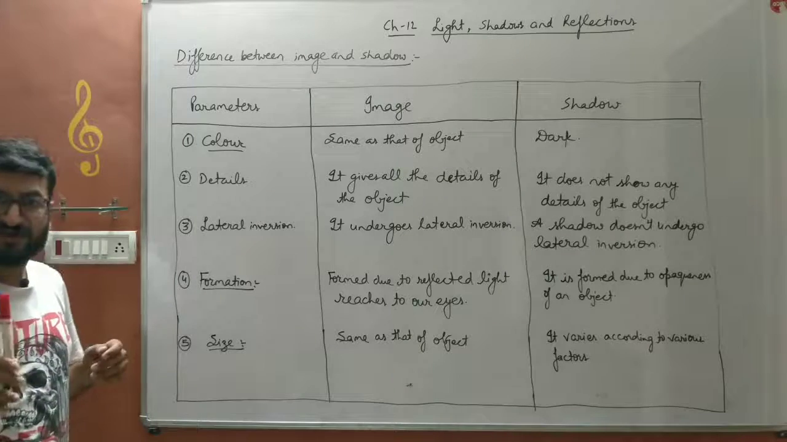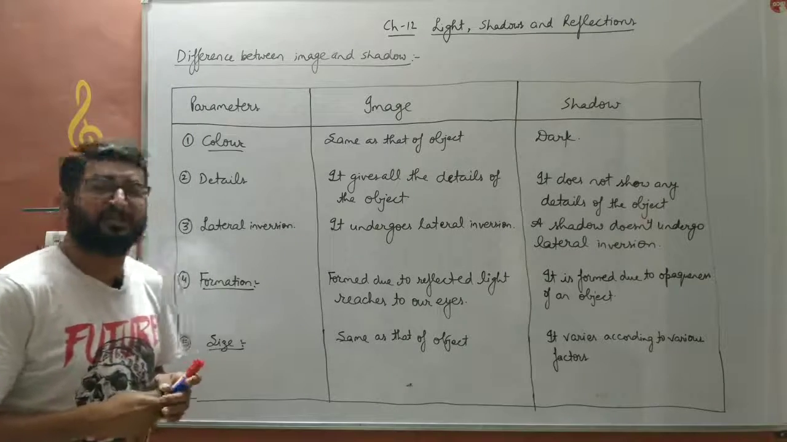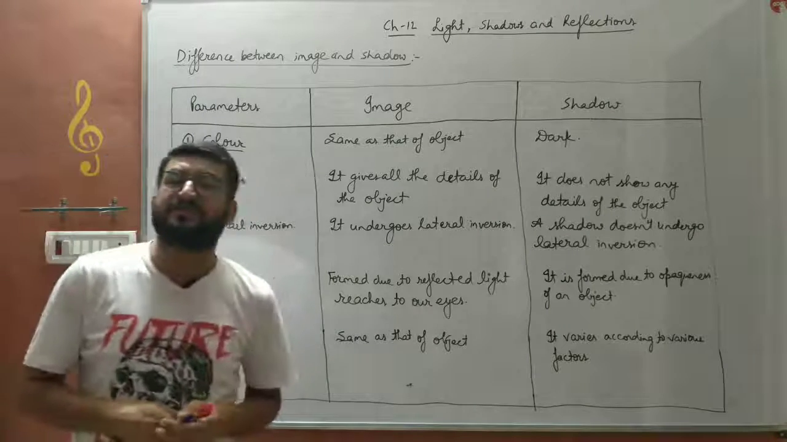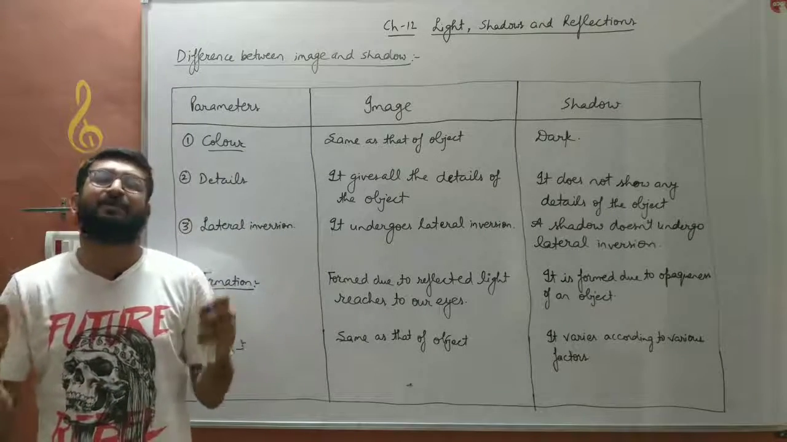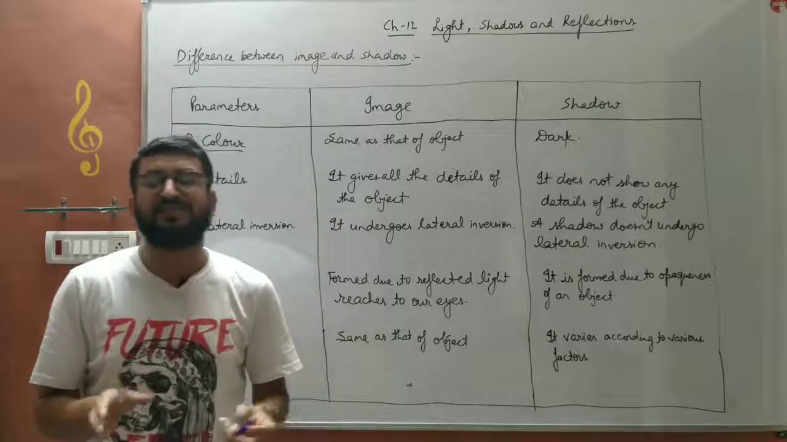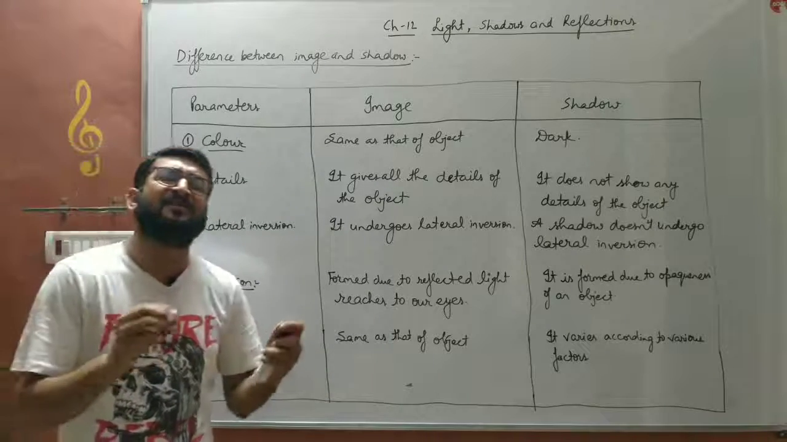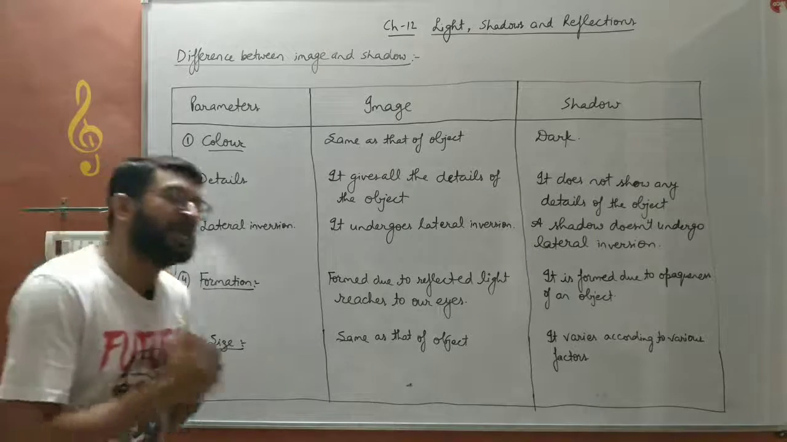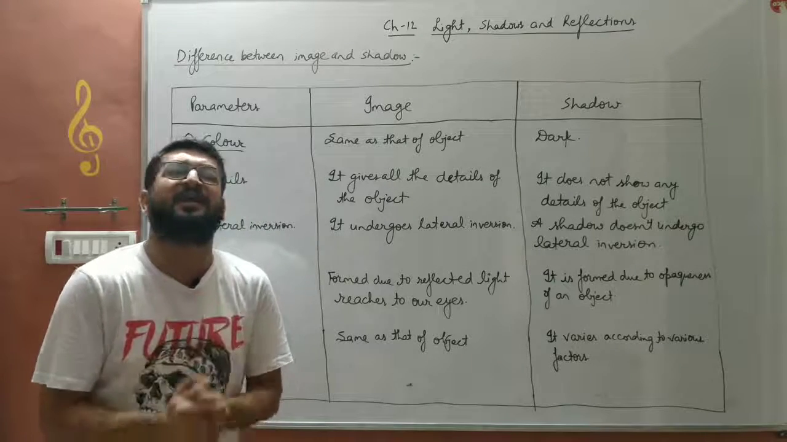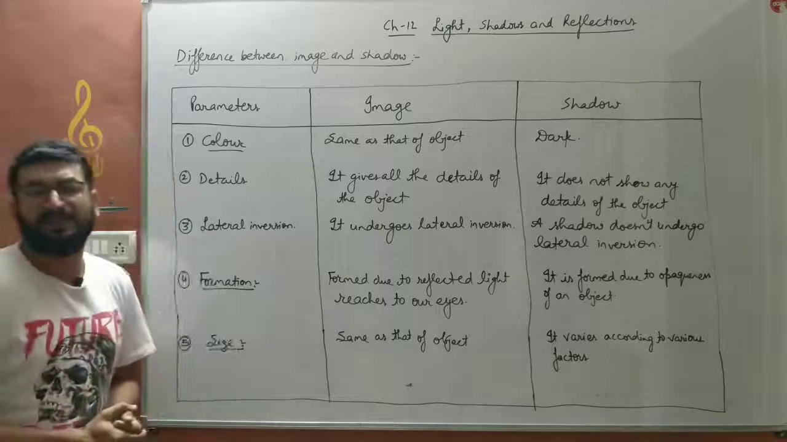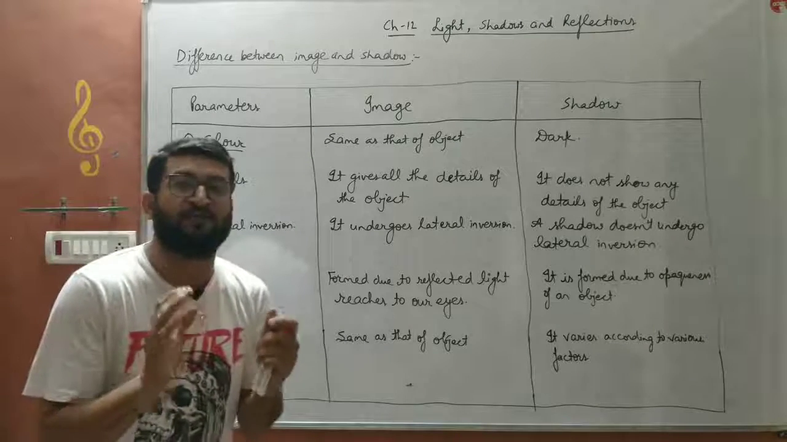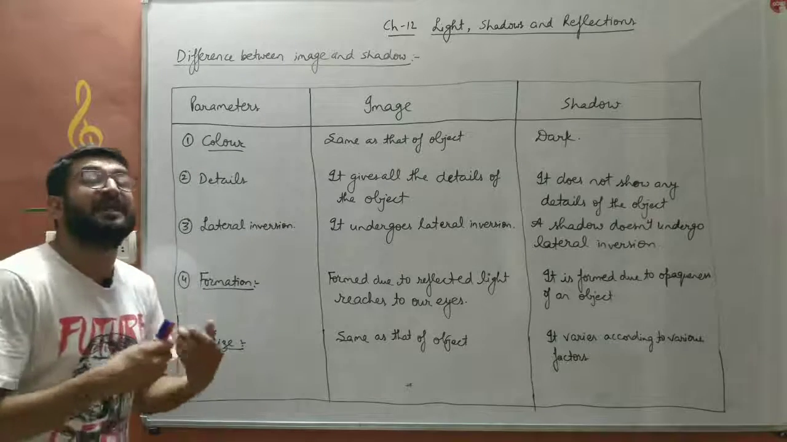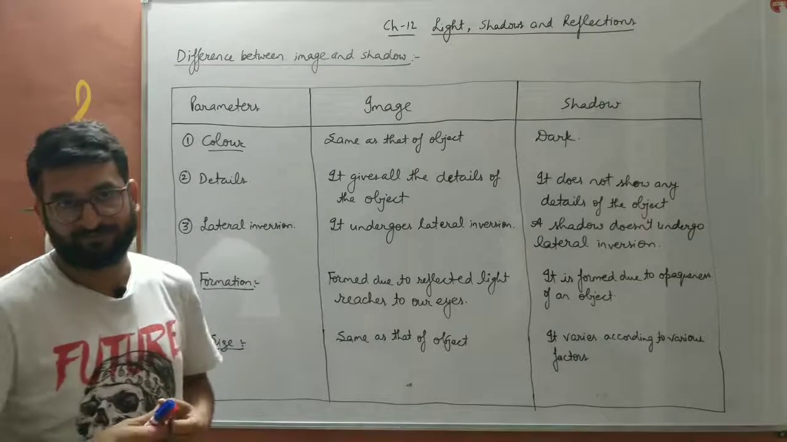The second parameter on which we differentiate them is details. Image gives us the complete detailing about an object, all the details of an object, whereas shadow does not give the details about the object. It's just a dark outline of the object, but it does not give us an idea about the detailing of that particular object.